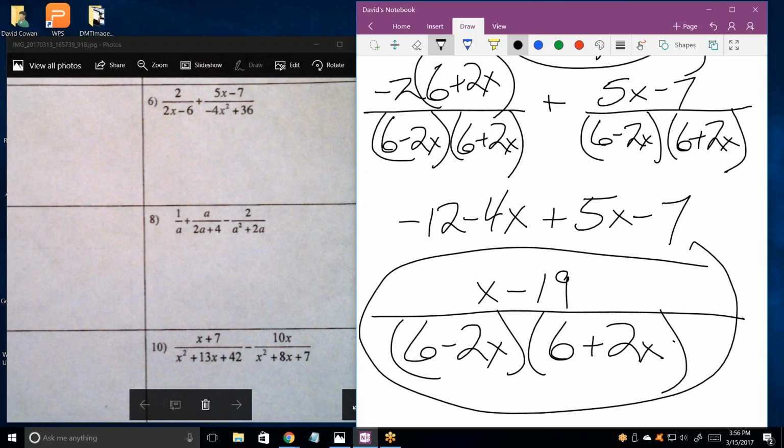Okay. In this case, what I have circled at the bottom would be the final answer. And even though you could put the denominator back together and make it 36 minus 4x squared, there's no need to do that. Like I said, leaving it in factored form is generally the better way.